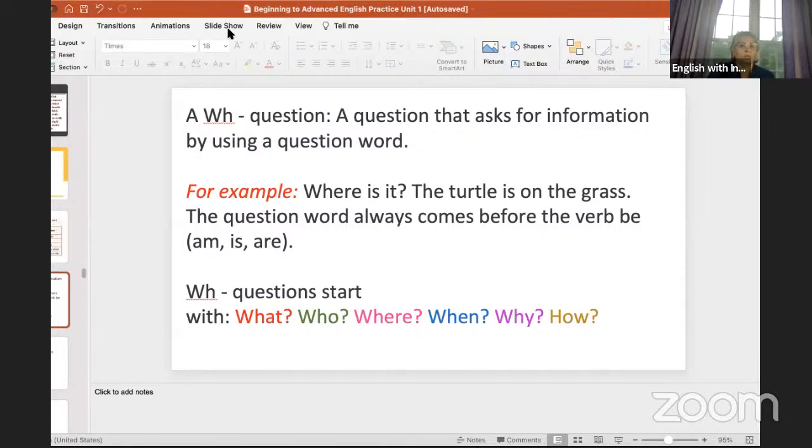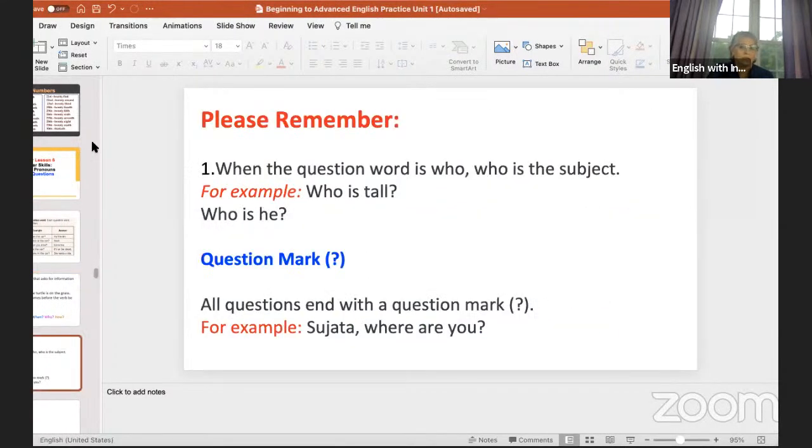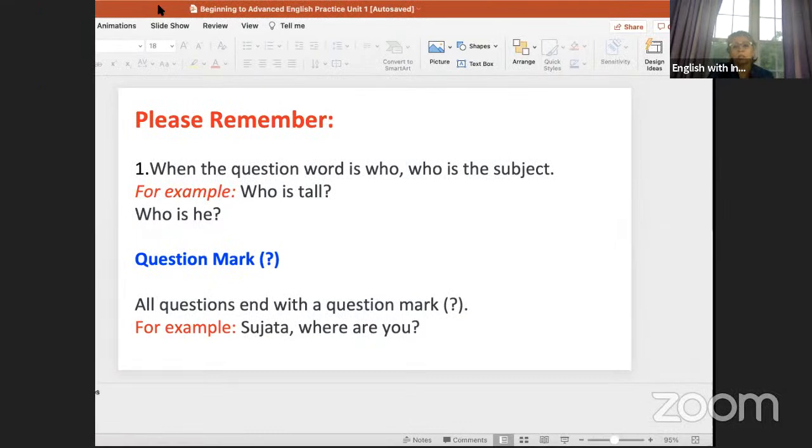So what I'm doing, I'm teaching like that. Okay, so the question mark, keep in mind. For example, Sujata, where are you? Questions. And the tone also changes when you talk, right? In questions, when you talk, your tone changes.